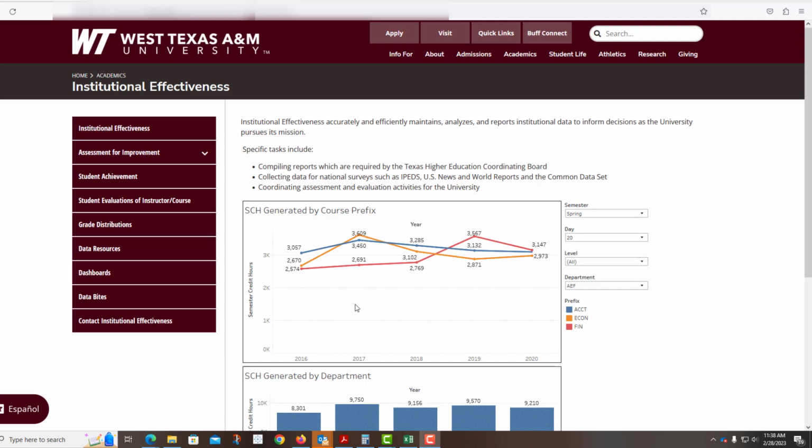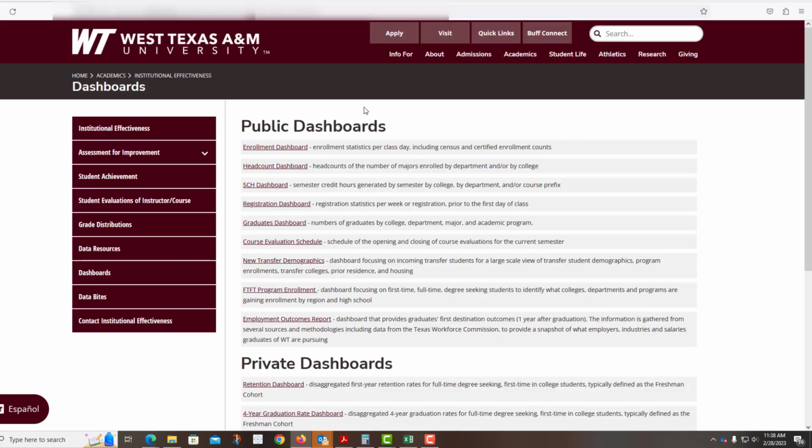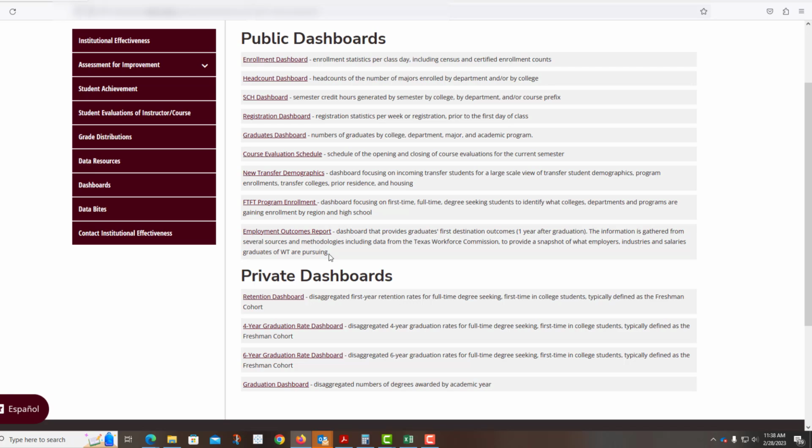Okay, we're looking at our website. This is our institutional effectiveness website. If I go to the dashboards navigation over here on the left, you see all of our public dashboards. Those are dashboards that you don't have to have a login for that are available to the public. These are private dashboards, the retention dashboards that we're going to be looking at today. And if I click on that, you're going to get a login screen. This is where you're going to use your normal university credentials to log in to the server.